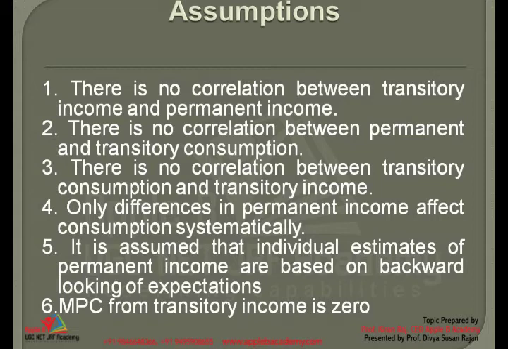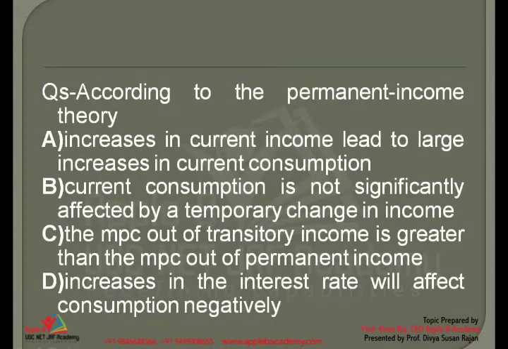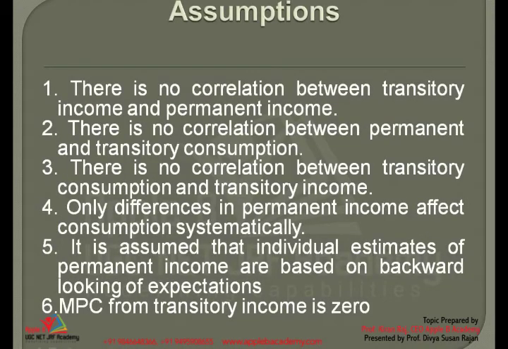Now let us study the assumptions of the permanent income hypothesis. The first assumption is that there is no correlation between transitory income and permanent income. Second, there is no correlation between permanent and transitory consumption. Third, there is no correlation between transitory consumption and transitory income. Fourth, only differences in permanent income affect consumption systematically. Fifth, it is assumed that individual estimates of permanent income are based on backward-looking expectations. And the sixth one, MPC from transitory income is 0. These are certain assumptions that hold true in the permanent income hypothesis.